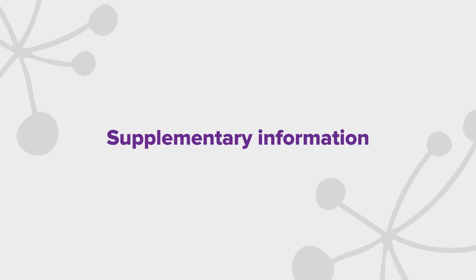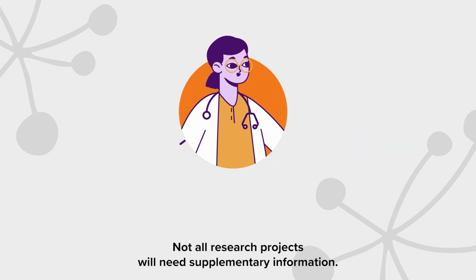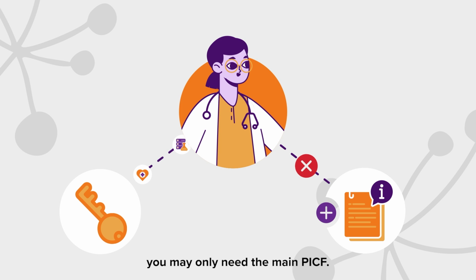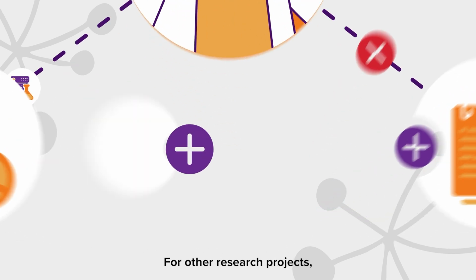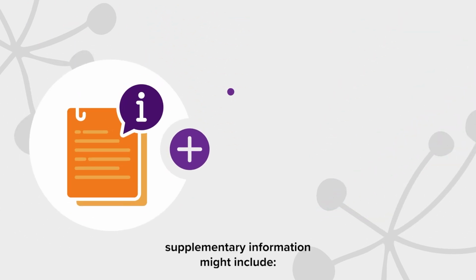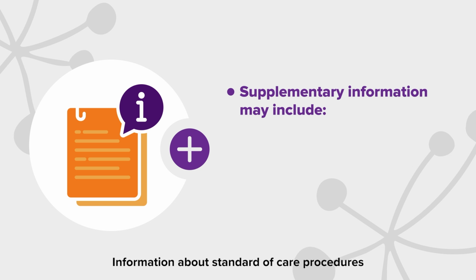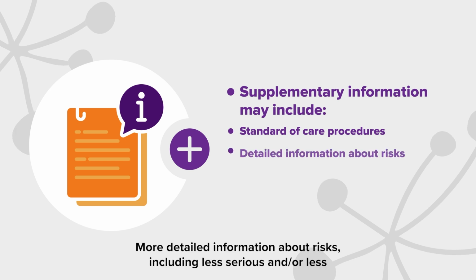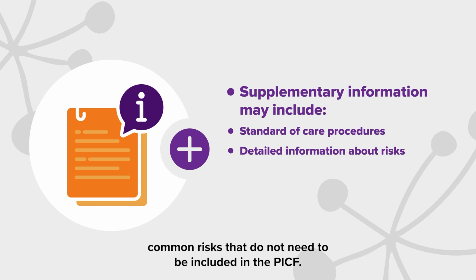Supplementary information. Not all research projects will need supplementary information. If all the relevant information is covered by the key information, you may only need the main PICF. For other research projects, supplementary information might include information about standard of care procedures that will take place regardless of whether a person decides to participate in the research project. More detailed information about risks, including less serious and/or less common risks that do not need to be included in the PICF.